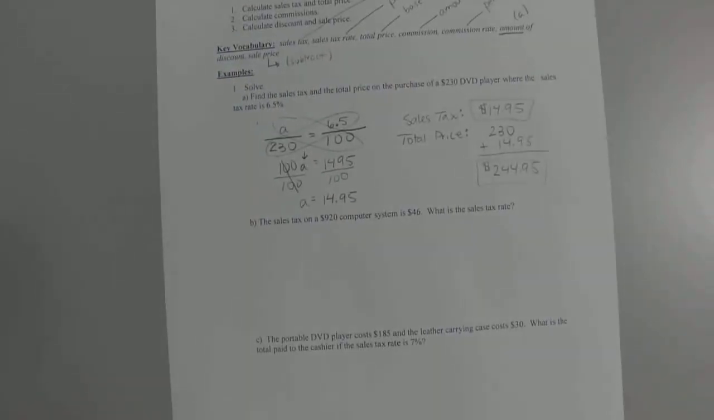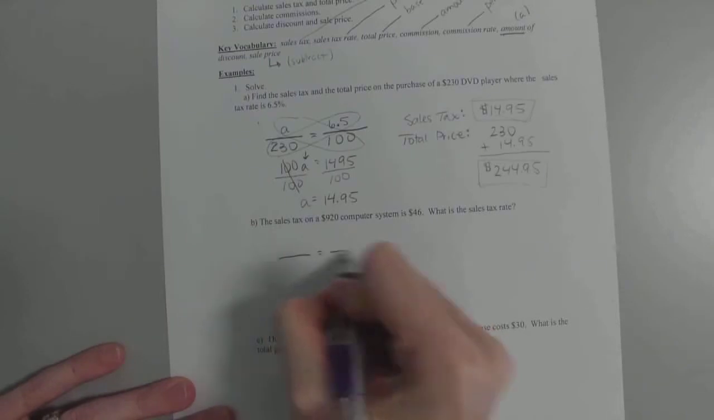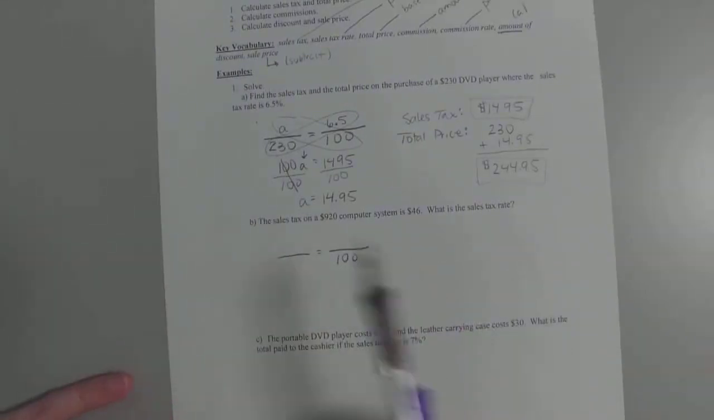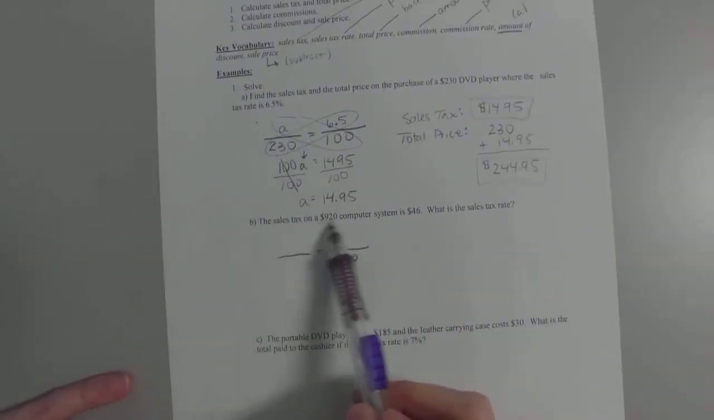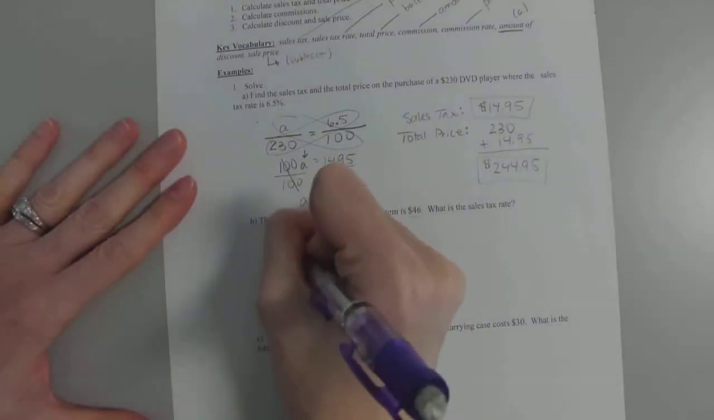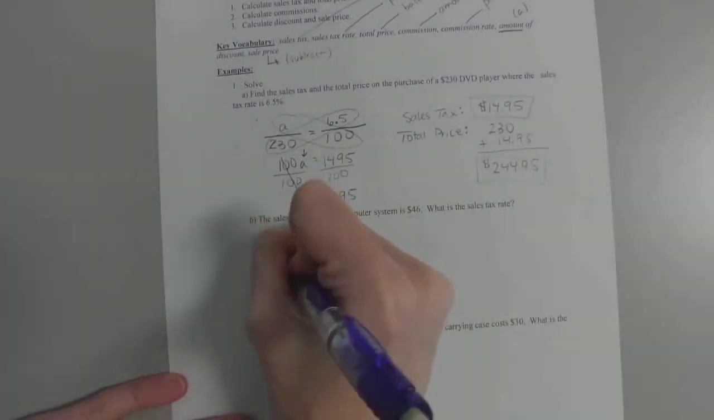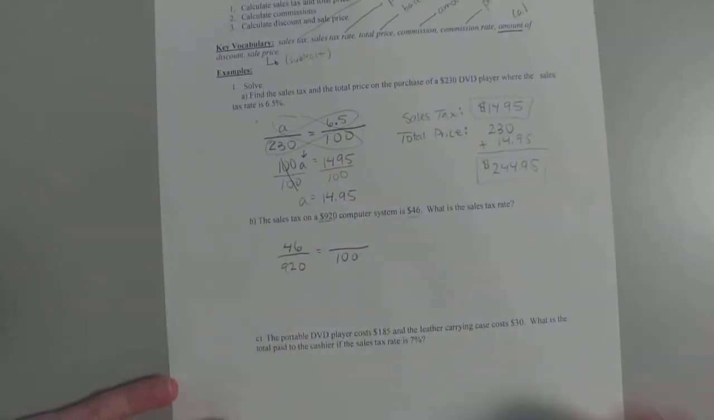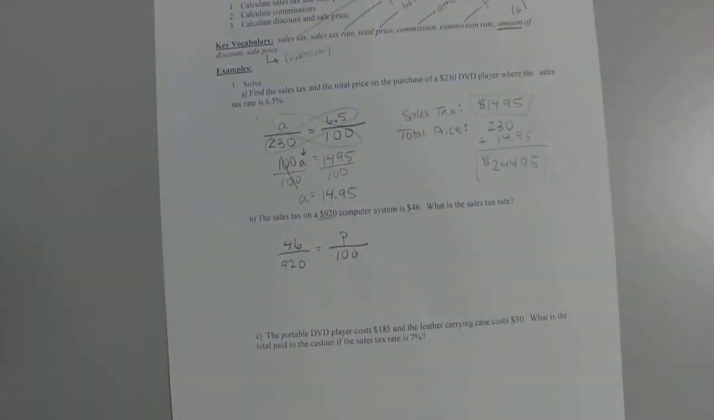Let's look at B. B says the sales tax on a $920 computer system is $46. What's the sales tax rate? So we're going to do blank equals blank over 100. We were given two amounts. We were given the amount that the computer costs and the sales tax. What one goes on top? 46. The 46 goes on top, right? That's your small amount, the sales tax, over the total amount the computer costs, which is $920. What don't we know? The rate, which I call P. Are there any questions there?